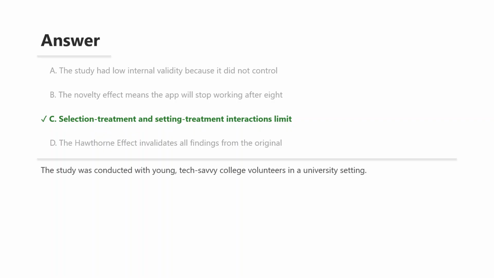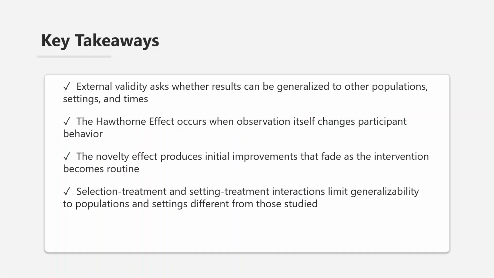Option A is not supported because the study included randomization and a control group. Option B overstates the novelty effect, which may or may not apply. Option D overstates the Hawthorne effect, which does not invalidate all findings.